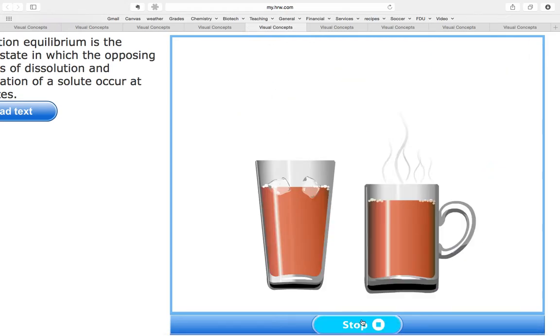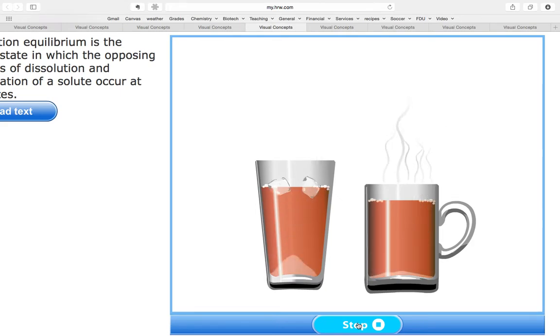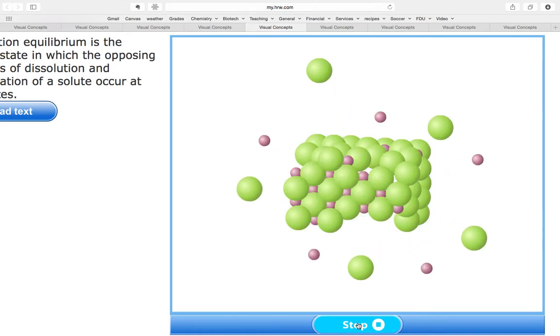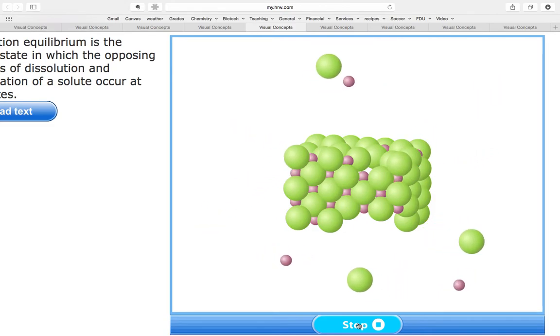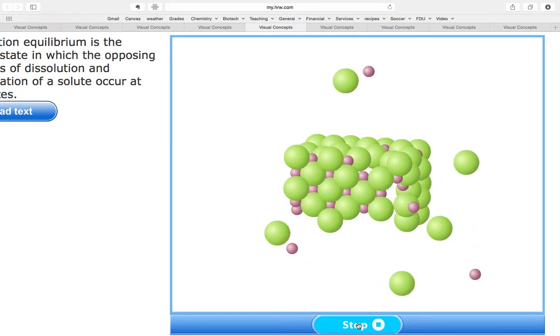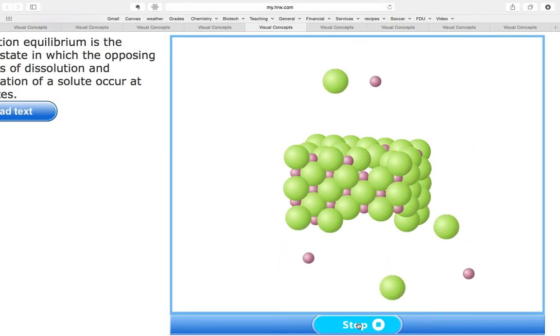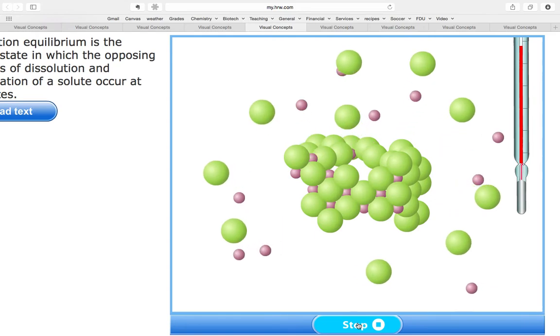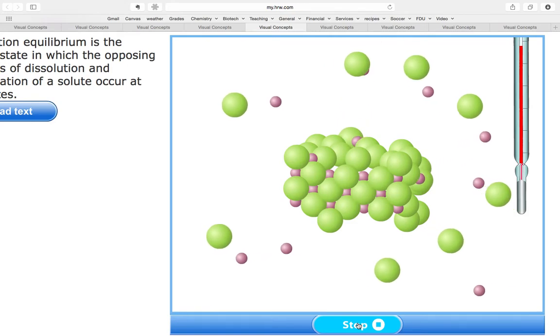There are limits on the amount of solid solute that will dissolve in a solvent. The amount depends on the nature of the solute and solvent, and on the temperature of the solution. For example, more sugar will dissolve in hot tea than in cold tea. Dissolved particles move randomly through the solution. Some particles will collide with undissolved crystals and may reattach to them. When the amount of solute reattaching to the crystals equals the amount dissolving away, solution equilibrium is reached. If we raise the temperature, we see that more solute goes into solution, until again solution equilibrium is reached.